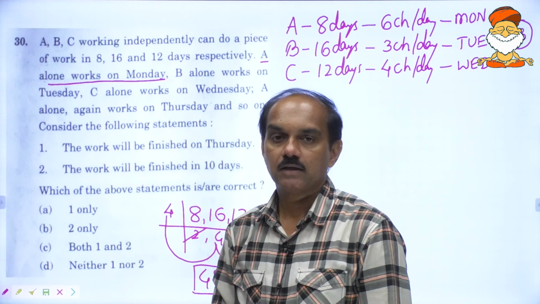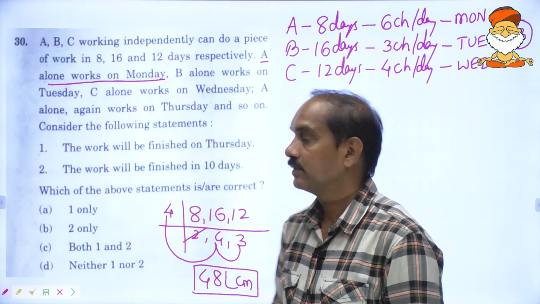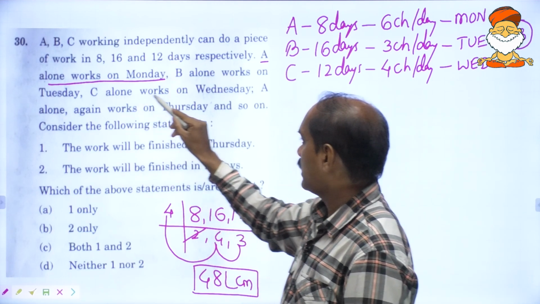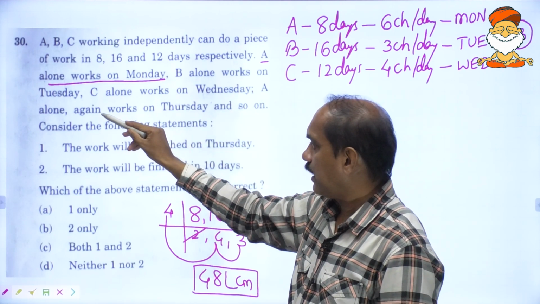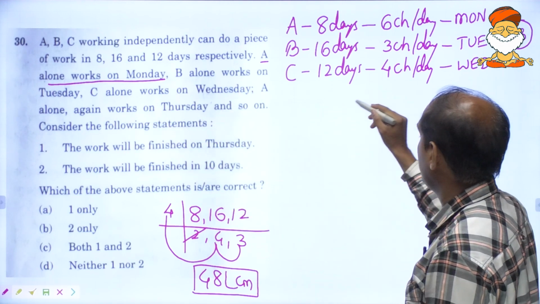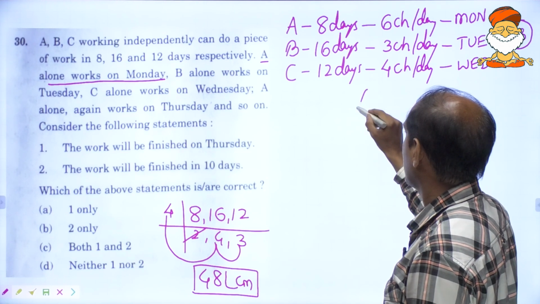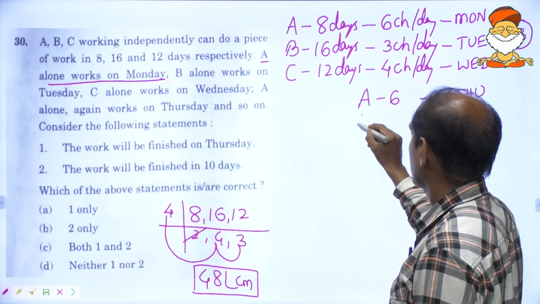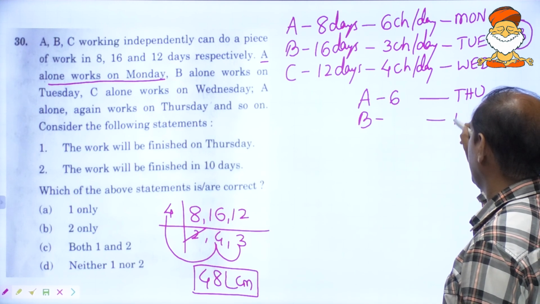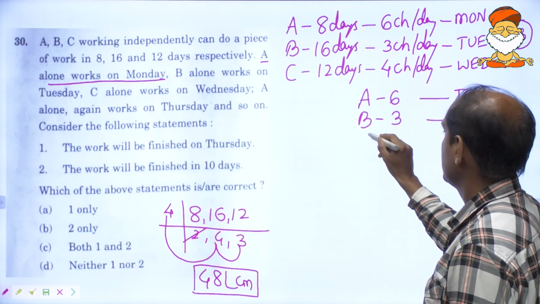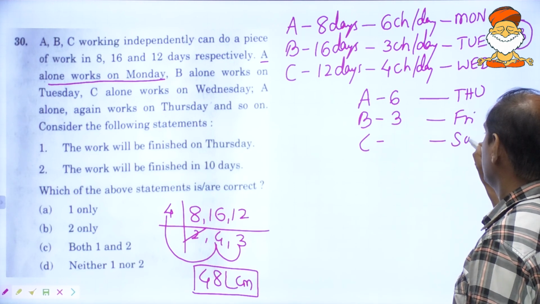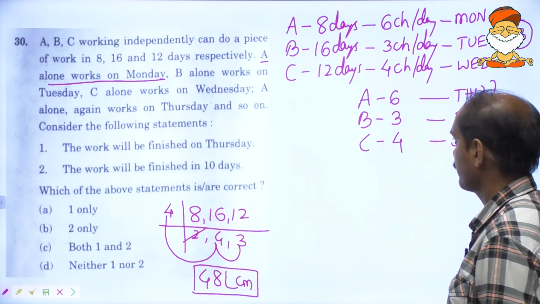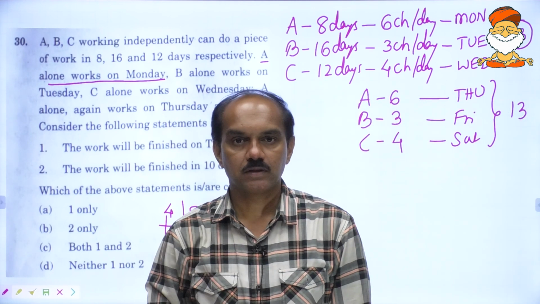In the first 3 days, how many chairs got arranged? 13 chairs. Now what happens? C alone works on Wednesday, that is over. A alone again works on Thursday. Next day again A will come. A will come and arrange 6 chairs on Thursday. B, next day Friday, B will come and will arrange 3. C will come on Saturday and will arrange 4. Meaning next 3 days again 13. Next 3 days again 13.